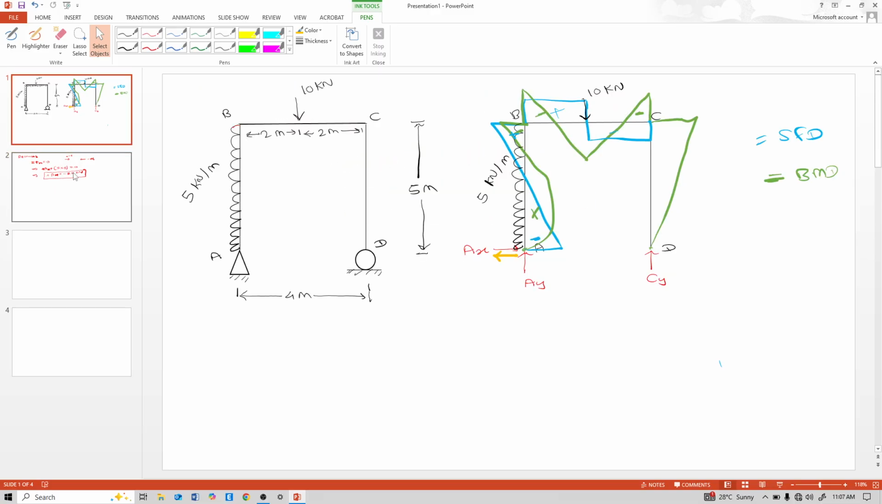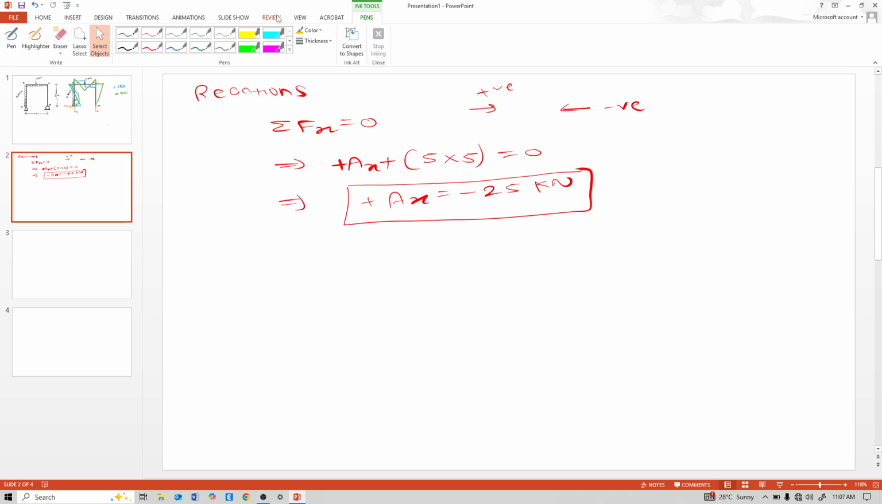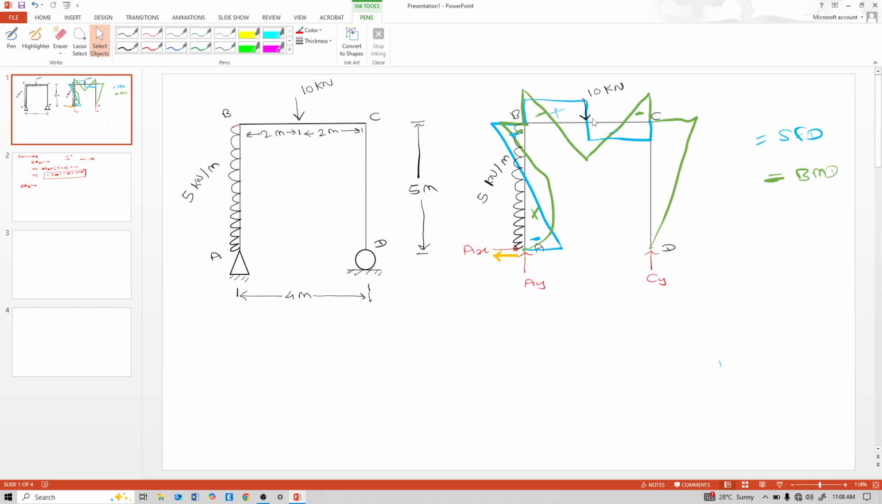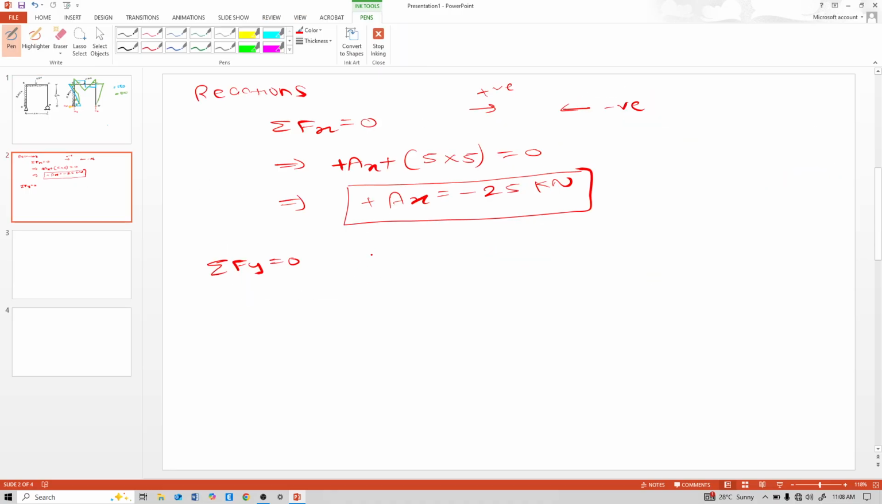Now take summation of forces in vertical direction equal to 0. See this AY, CY vertical and this 10 kilonewton downward. Vertical force positive, downward force negative: positive AY, positive CY, 10 is downward, that's why minus 10 equal to 0. So positive AY plus positive CY equals 10 kilonewton.